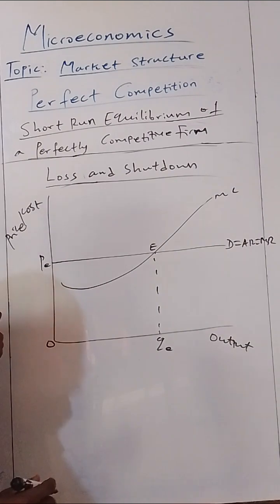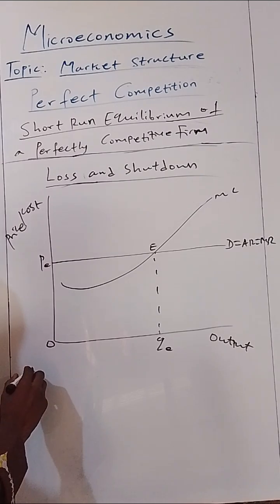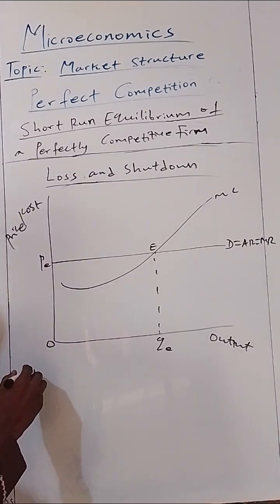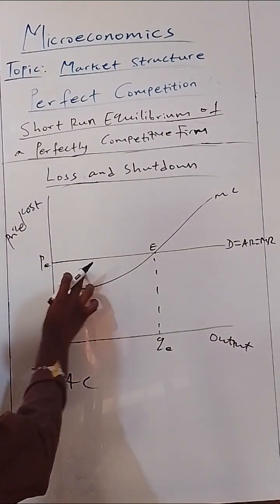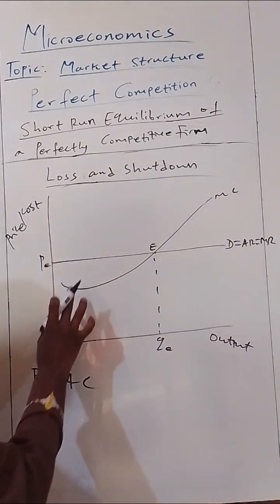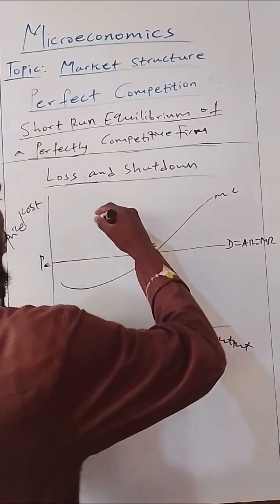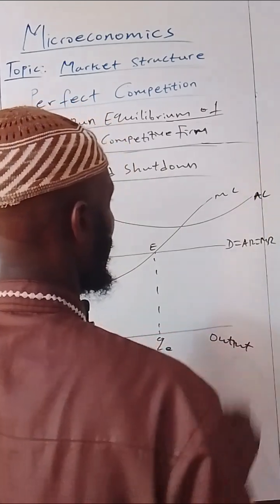Now the next thing is that because we assume the firm is making a loss, for the firm to make a loss, whenever we draw our average cost curve, the price must be less than average cost. So this is the price. We are going to draw our average cost curve above this price line. In other words, we can draw it this way. This is the average cost curve.